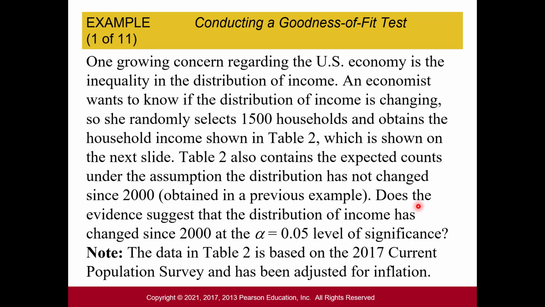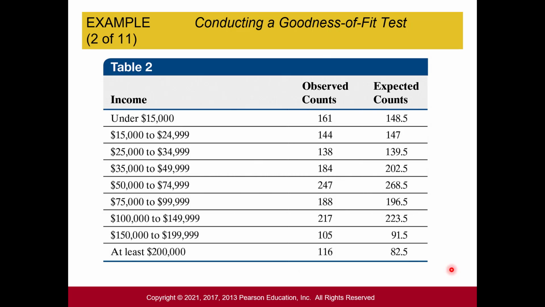And so the question is, does the evidence suggest that the distribution of income has changed since 2000 at the 0.05 level of significance? Note, the data in this table is based on the 2017 Current Population Survey, but it's been adjusted for inflation. So here is our table. We have our income levels and our observed counts, and then our expected counts that we computed earlier.